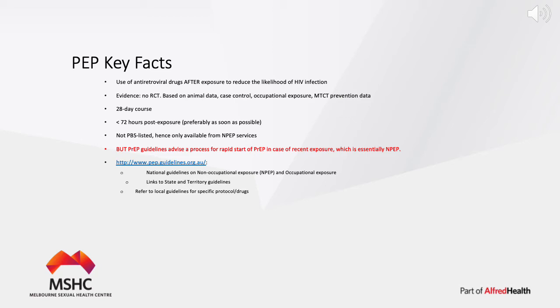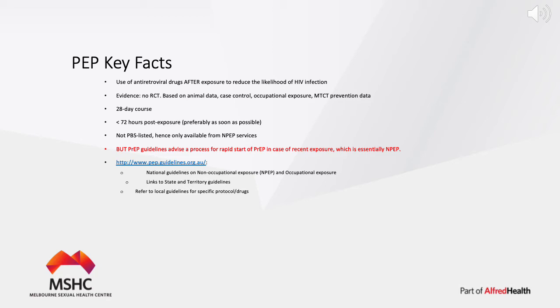less than 72 hours since the sexual exposure, but preferably as soon as possible. So if someone comes to you within 24 hours of the sexual exposure, don't wait for 72 hours before starting the treatment. It's not on the government subsidy, and it's only available from NPEP services. The main NPEP service in Victoria is through the Alfred Hospital, but in other states, they're mainly through tertiary hospitals, okay? But basically, you need to actually start the PEP as soon as possible, okay?